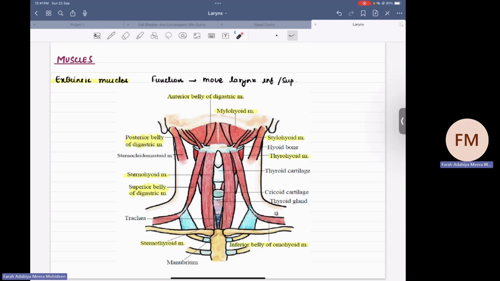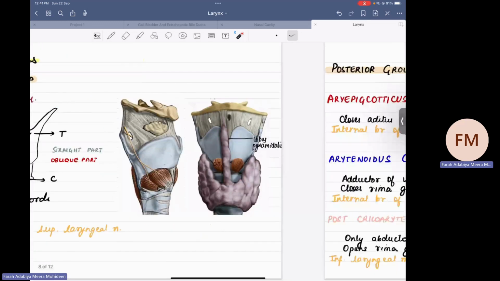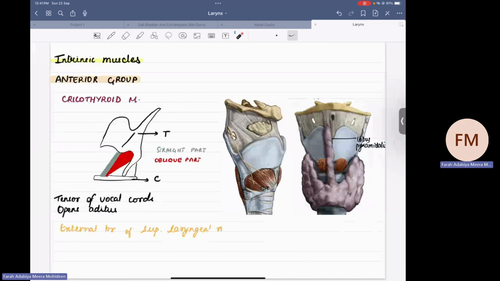There are three groups that we'll talk about: anterior group, lateral group, and posterior group. The anterior group has one major muscle, your cricothyroid muscle. It has two parts, a straight part and an oblique part, as you can see in this diagram. The external branch of your superior laryngeal nerve supplies these two parts, and the function is to tense your vocal cords, and it also opens your laryngeal inlet.